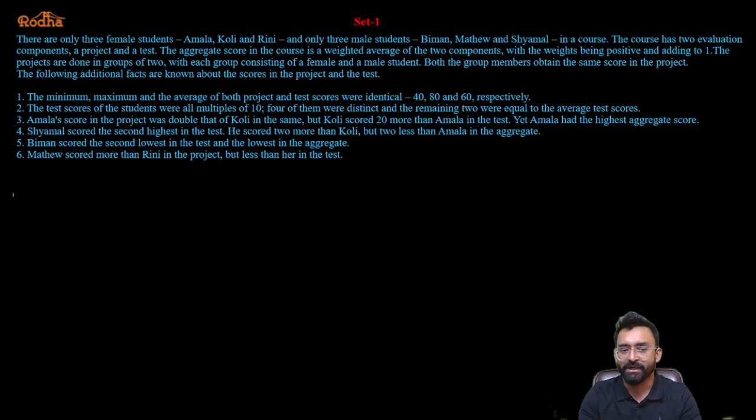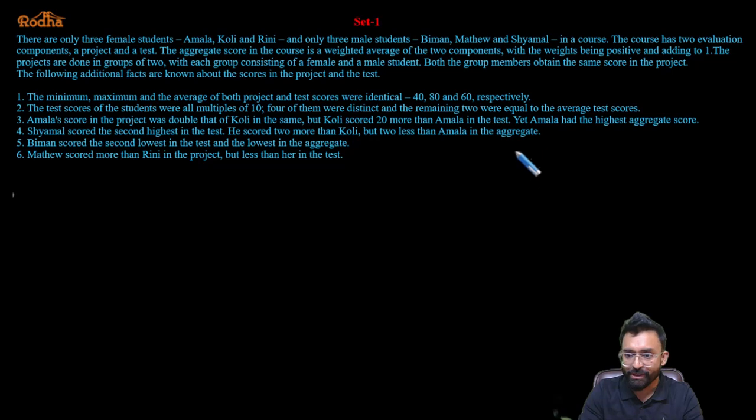Fine. So in a course, the course has 2 evaluation components, the project and the test. The aggregate score is the weighted average of the project as well as the test. Okay. That means 2 components. And with weight being positive and adding to 1. So what exactly is happening here?